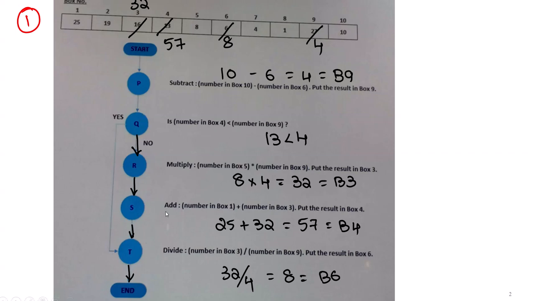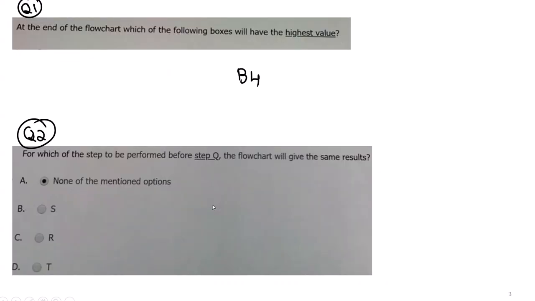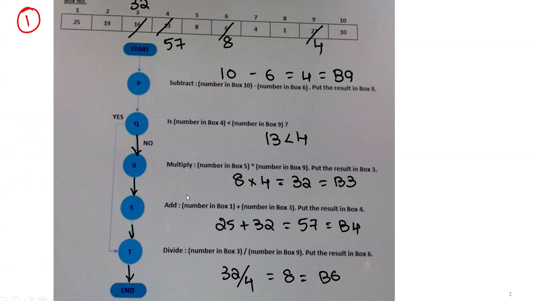If you put S before, then results will change. They want same results, my dear friend. If any of the boxes, if you put it before step Q, let us assume you are putting R step before Q, S step before Q, T before Q, then results will be disturbed. We don't get the same results. That's why they mention none of the mentioned options. We cannot put it before. It will disturb.